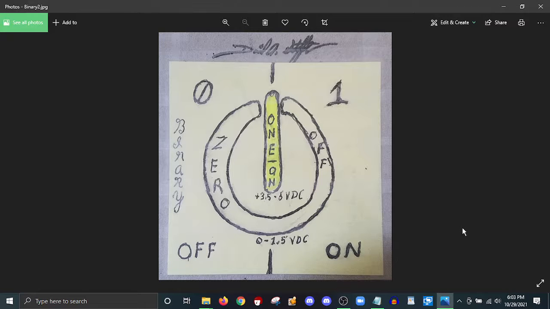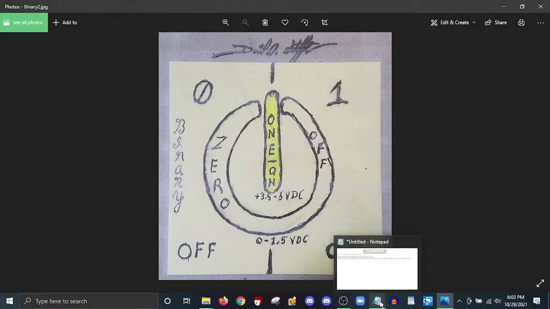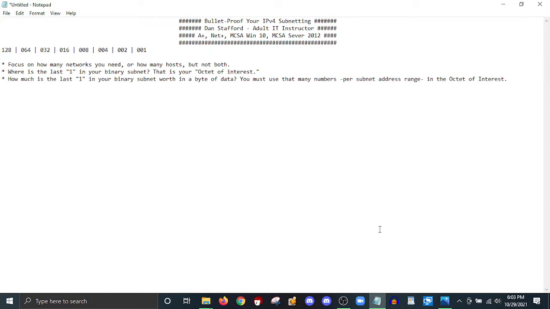Now, I want to get into how to relate this to subnetting. So I'm going to switch over to Windows Notepad here, and we're going to get into it. I've got some general guidelines or rules up at the top, but I don't want to focus on those just yet. What I do have at the very top is the value of bits in a byte of data. This is why I really want to make sure everyone knows how to write this out, because if you're going to subnet, this is your ruler once you learn this method.